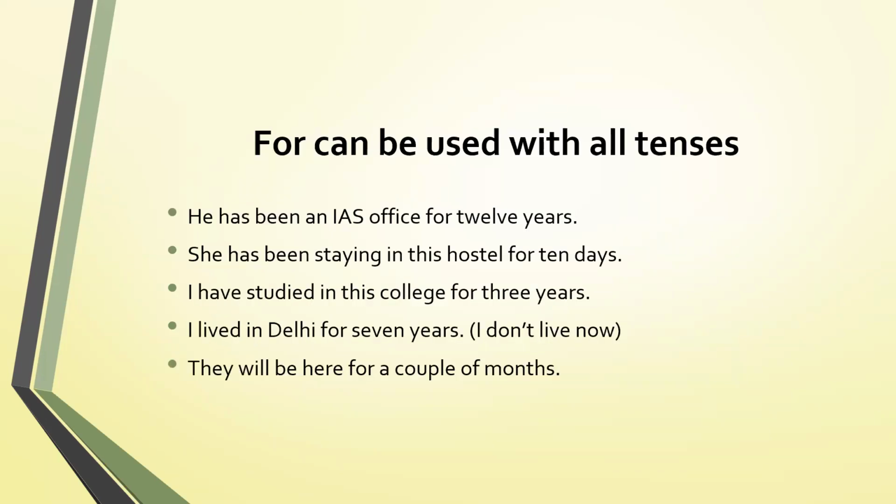Now, for can be used with all the tenses. In English, we use the preposition for to talk about an amount of time or space. The amount of time could be seconds, minutes, hours, days, months, or even years. So, a couple of examples have been given here. She has been an IAS officer for 12 years.